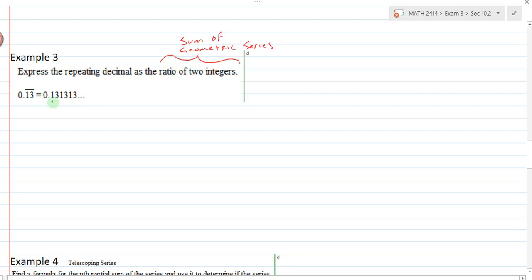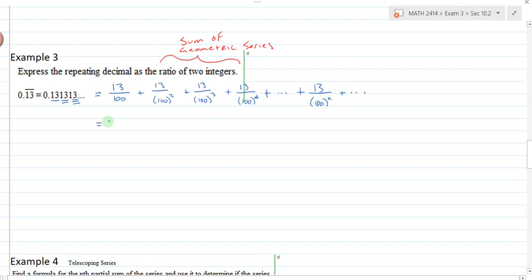Well, the easy way to do it is to notice that these numbers, 13, keep repeating over and over and over. So that means that I could rewrite this as 13 over 100 plus 13 over 100 squared, because that gives me 4 decimal places. It puts me out here to the 4th, plus 13 over 100 cubed. I'm using 100 because the first number went out to 2 decimal places. And this would repeat on and on and on. What would the next term be? 13 over 100 to the 4th.